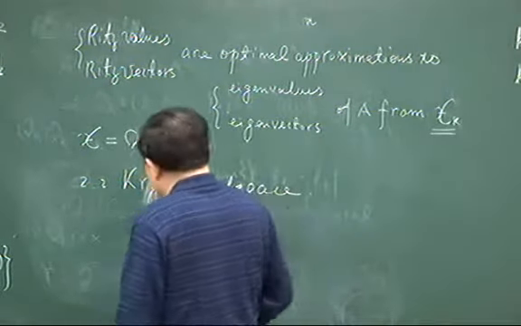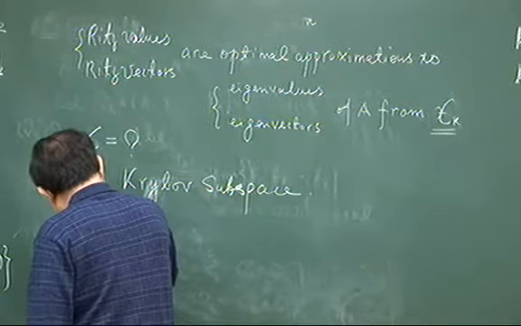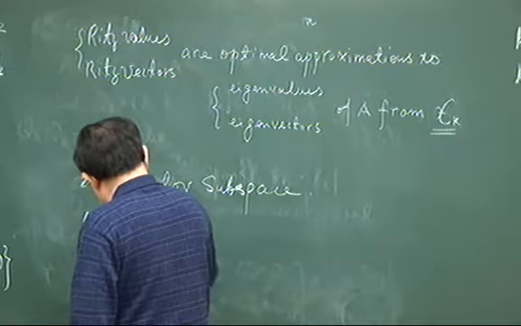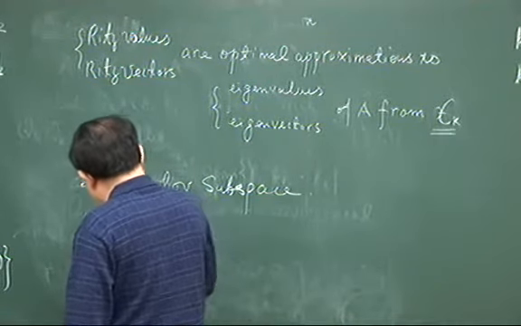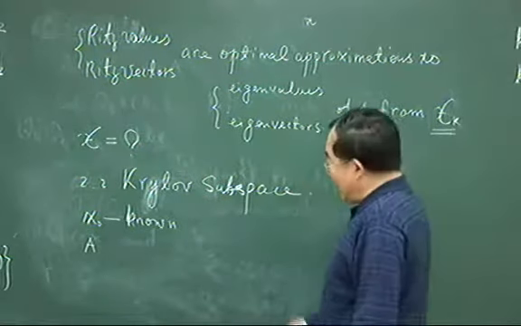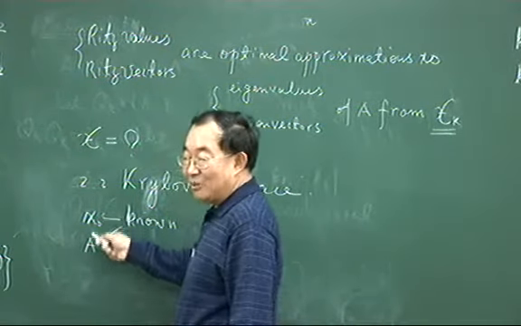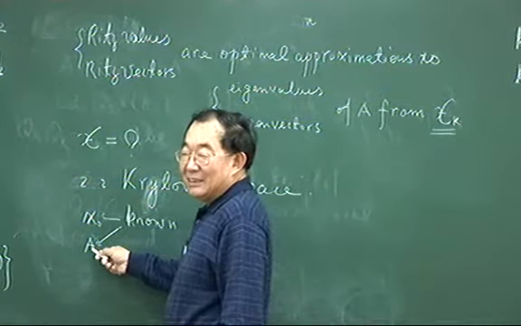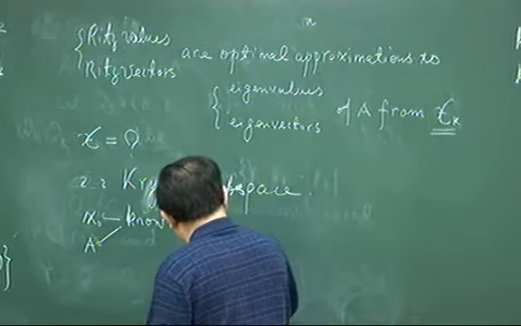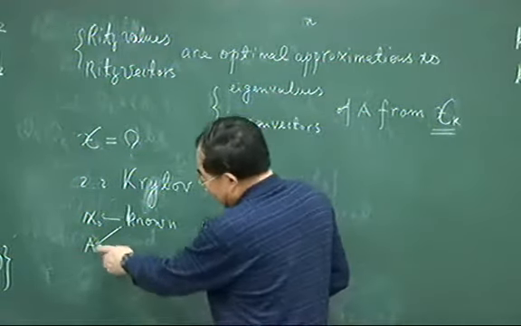If we do not know anything else, we know only some vector. Also, we know some matrix A. If we know these two things, one vector and one matrix A, we all know how to work with them. Maybe we do not know the details of A.